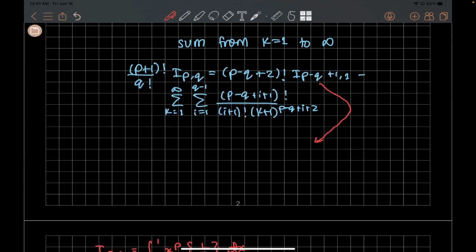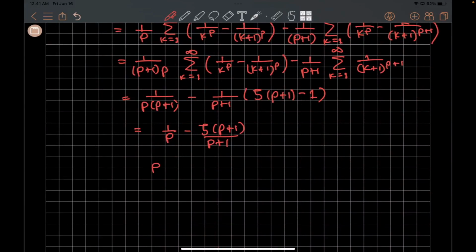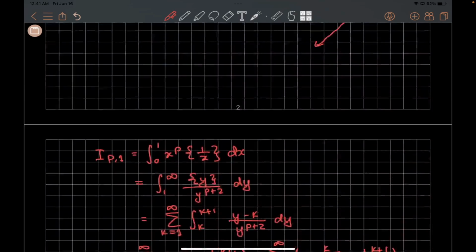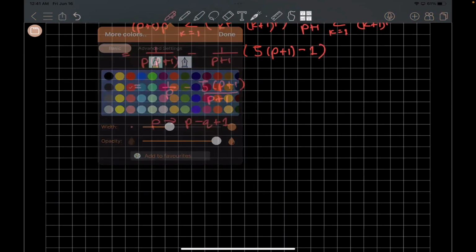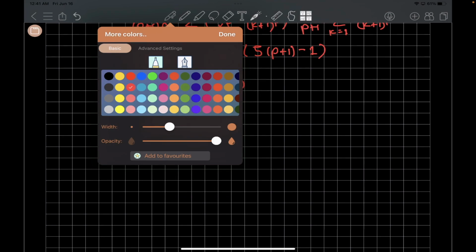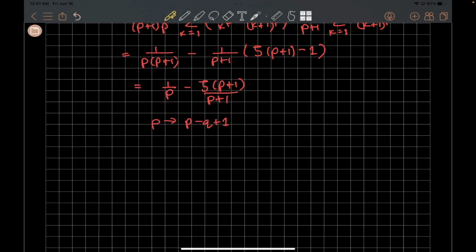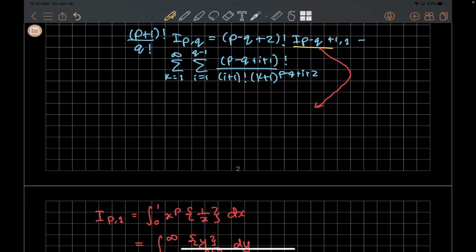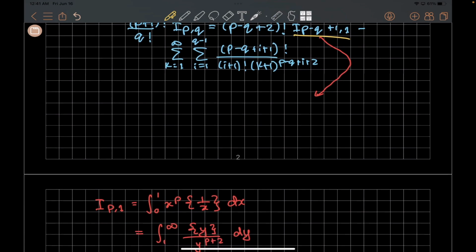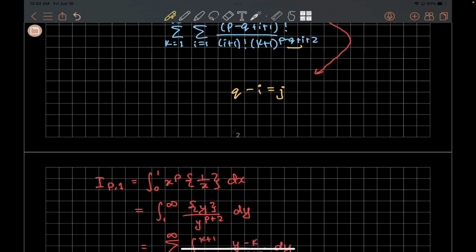So now what we got to do is, instead of p, we got to plug in p minus q plus 1. That's all we got to do. And then when we go back, we can do another small change when we look at this blue term. Not only are we going to plug in for this, we can also do a small change. We can change q minus i and call it j, and that affects this term here and this term here. That's all we're going to do.